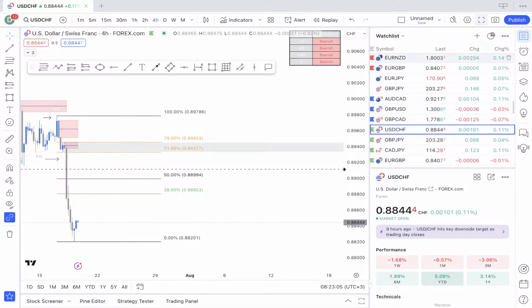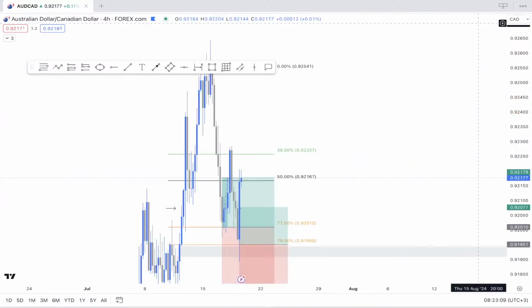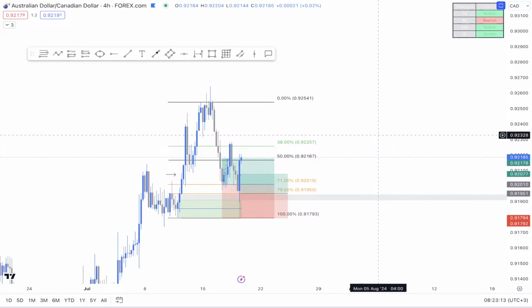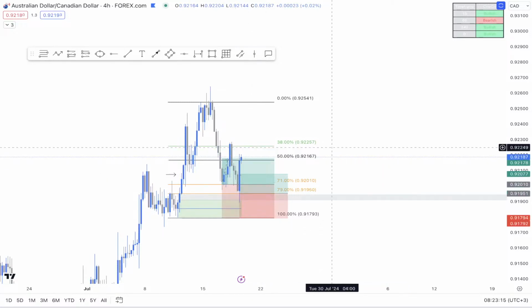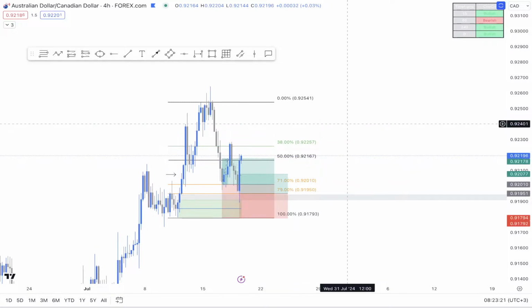Next up, we have AUD CAD, where we have a buy limit, a bullish setup running in some nice profits as we speak on both of the entries. Both of the entries smashed TP1. Now price is running towards TP2 potentially.